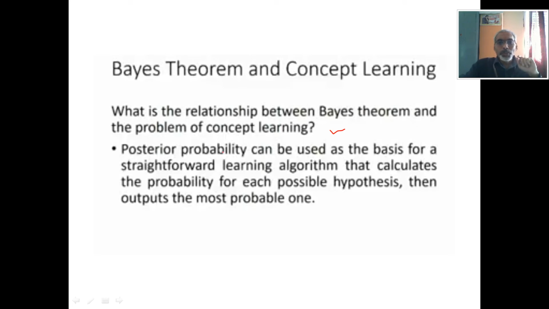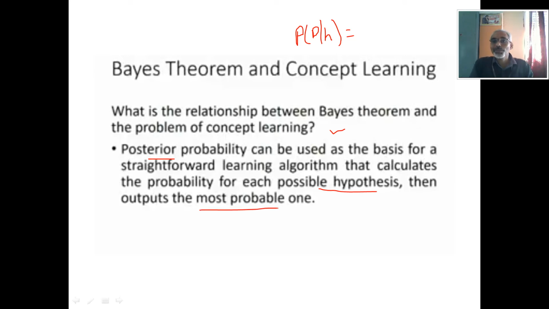Now, posterior probabilities can be used. We know the posterior probability is what Bayes theorem gives: the probability of a hypothesis given the data set, which we calculate using that equation. Posterior probability can be used as a basis for a straightforward learning algorithm that calculates the probability of each possible hypothesis. Then out comes the most probable one.